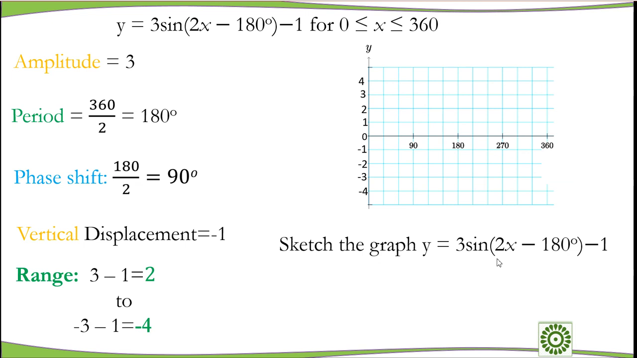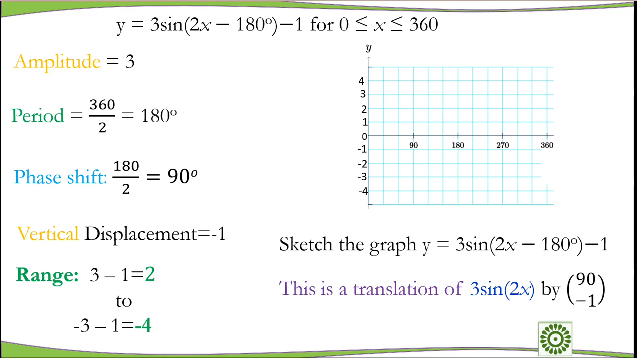If you look at this carefully, it's typically a sine x graph. So let's start with a sine x graph. Then once we get our sine x graph, we change it into a sine 2x graph. Then we change it into 3 sine 2x. Then when we understand 3 sine 2x, we can move it to the right 90 degrees and move it down. Let me repeat again. We start with a sine graph, change it into sine 2x, change it into 3 sine 2x. Now you look at 3 sine 2x, move it 90 to the right and move it down 1 unit.